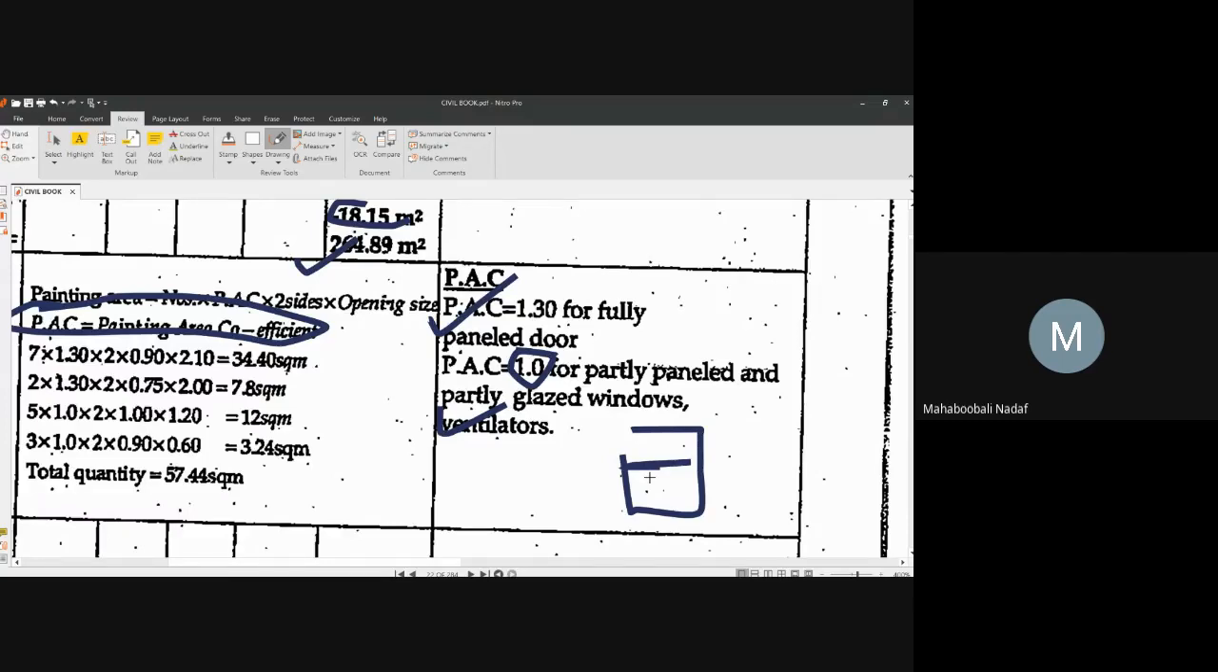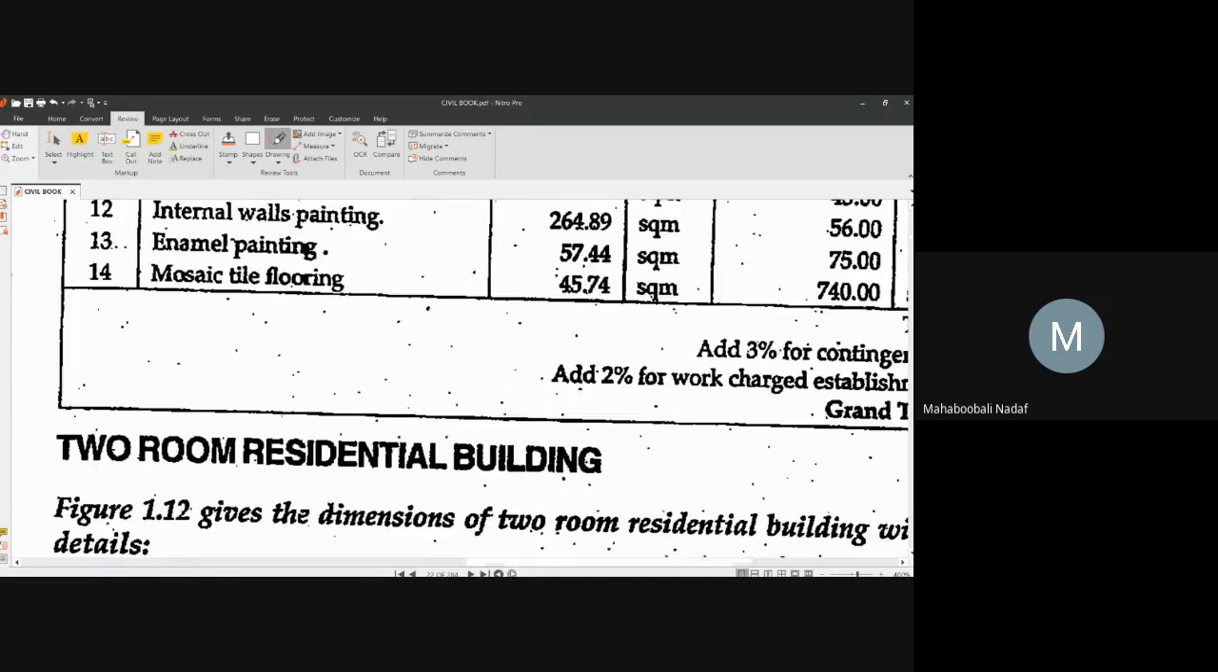Now if it is that type of window, paint consumption is less or normal, so whatever quantity is there, you multiply with 1. But fully paneled means there will be grooves, bends, and design. So paint consumption will be more. How much more? 30% more than normal. So the coefficient is 1.3.